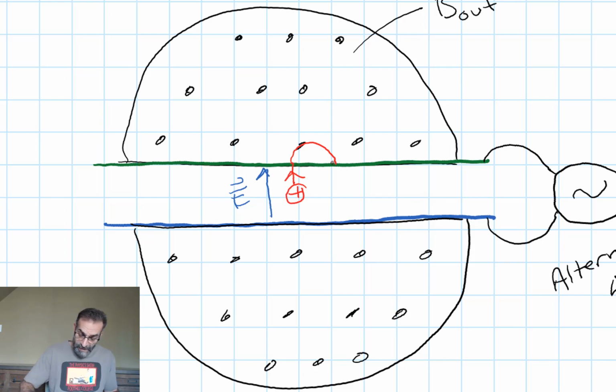And so it gets back to the region where we have the alternating potential. And by the time it gets back to that region, the alternating potential has flipped, and now our electric field points the other direction. And so our charged particle gets accelerated through this region, and it picks up some speed, and now it's moving a little bit faster than it was in the previous magnetic field section. And so it's going to follow a curved path that has a slightly larger radius.